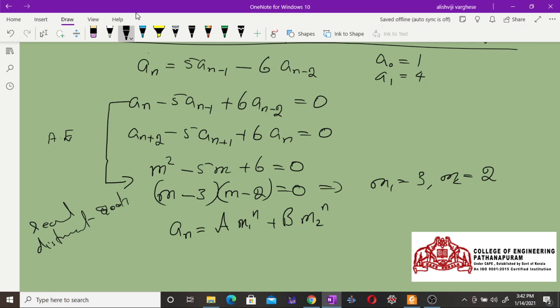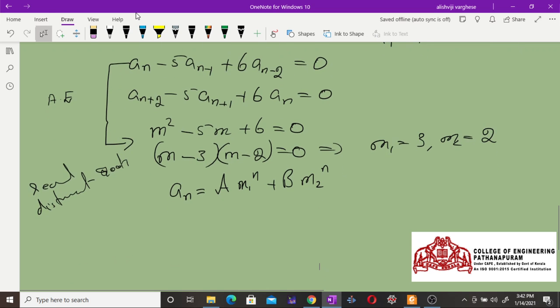That will be the form of our solution, and that form takes place when we have real distinct roots. So here in our particular case, it is a into m1, that is 3 raised n, plus b into 2 to the power n. So this is our solution, but the solution contains two arbitrary constants a and b, and to eliminate the arbitrary constants we use our initial conditions that a0 is equal to 1 and a1 is equal to 4.